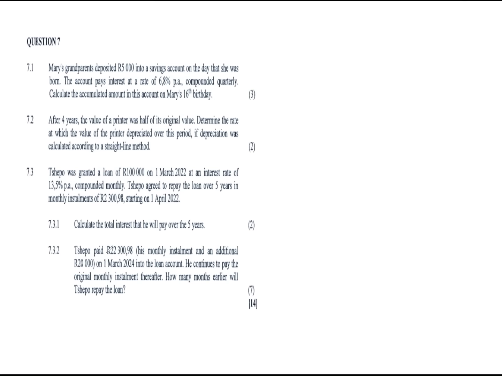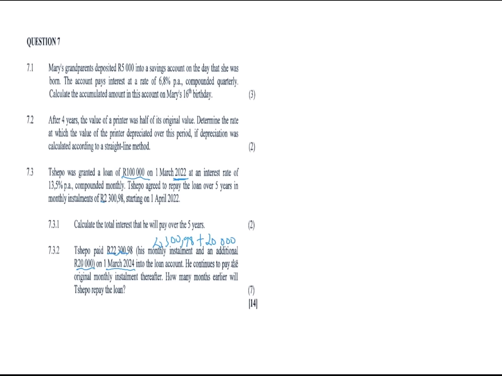Okay, so we have 7.3.2. It says Tepo paid 22,300.98, which they got by adding his monthly installments of 2,300.98 and an additional 20,000 that he makes, right? So all in all, 2,300.98 plus the additional 20,000 lump sum. Remember, the 20,000 is only being paid once, on 1 March 2024. So remember, when we go back here, they said Tepo was granted a loan of 100,000 on 1 March 2022. And then he decides to pay that extra 20,000 on 1 March 2024, which is exactly 2 years after the loan has been granted to him.